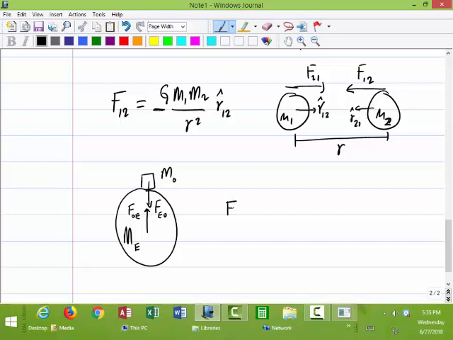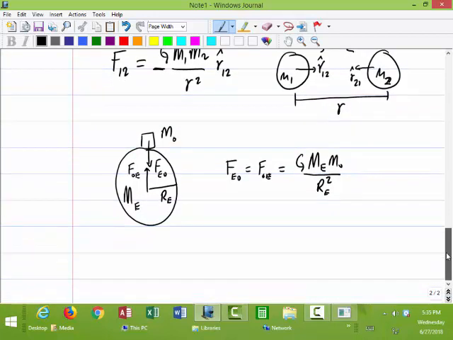So by using Newton's law of gravitation, the force of the Earth on the object is equal to the force of the object on the Earth, and this is equal to the gravitational constant, mass of Earth, mass of object, over the radius of the Earth squared, where the radius of the Earth, of course, goes from the center to the surface of the Earth like that. So this is just an explanation of Newton's law of gravitation, which tells us that we can think of the Earth's mass as being concentrated at the center of the Earth and the object's mass as being concentrated at its center, so that we can think of the gravitational force between them as if the force were between their two centers.